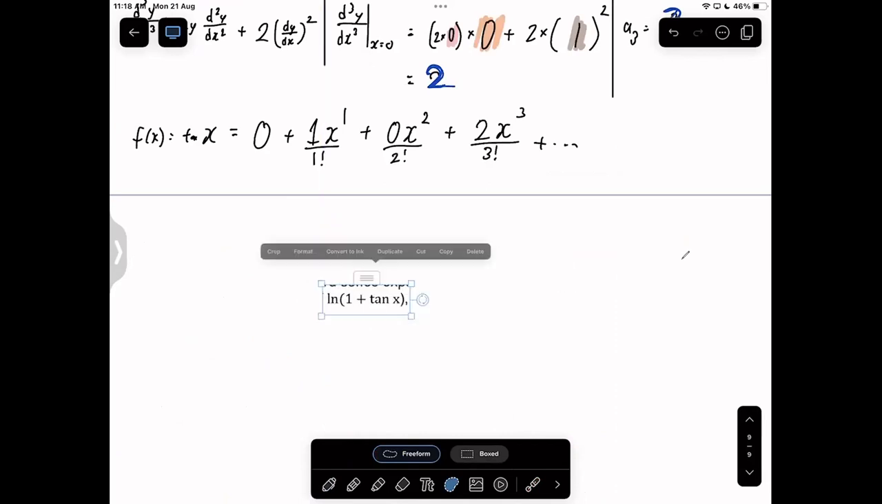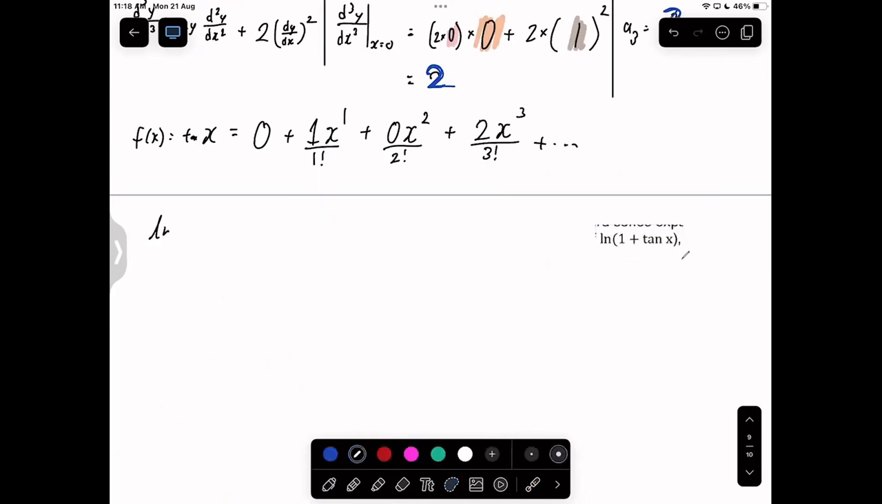It means we've got to find ln of 1 plus tangent x. I only have 5 minutes left. I need to replace the x with tangent x. Let's simplify tangent x. No choice; if not, I cannot solve the rest of the question. This is x plus x cubed over 6, which is 1/3 x cubed.